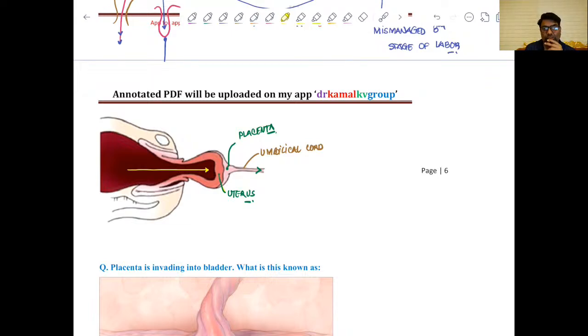And yes, in this case you will not find any feature of bleeding. There is no bleeding. So you will be surprised that there is no bleeding, but how come the patient is going into shock? This is the cause for that, uterine inversion.